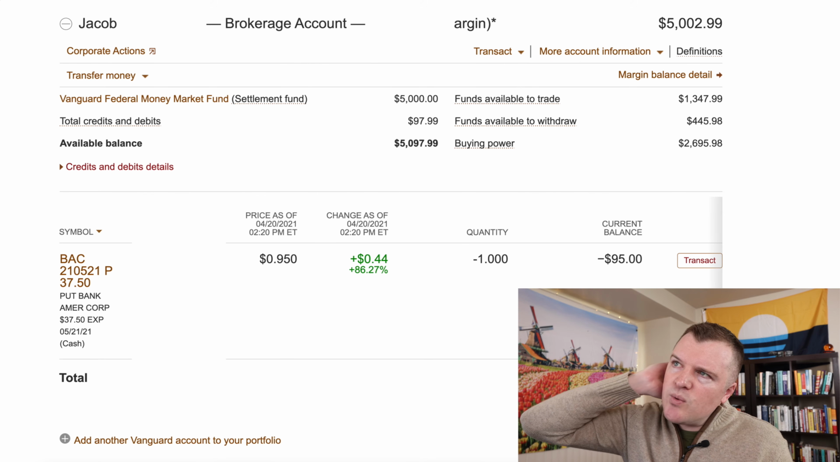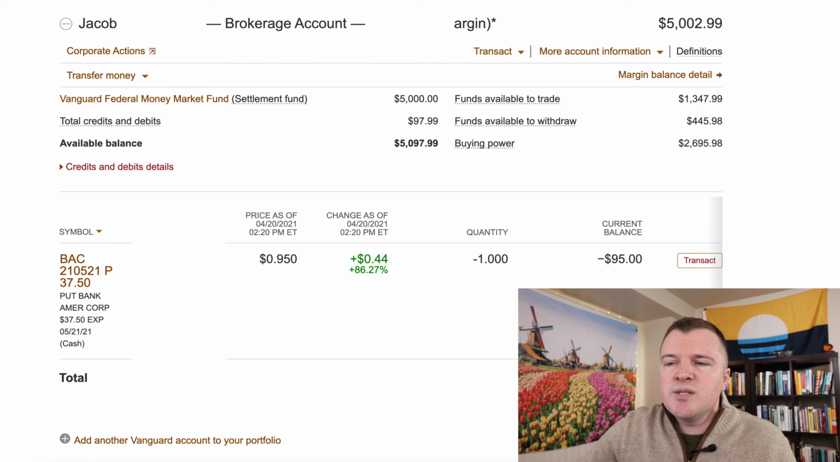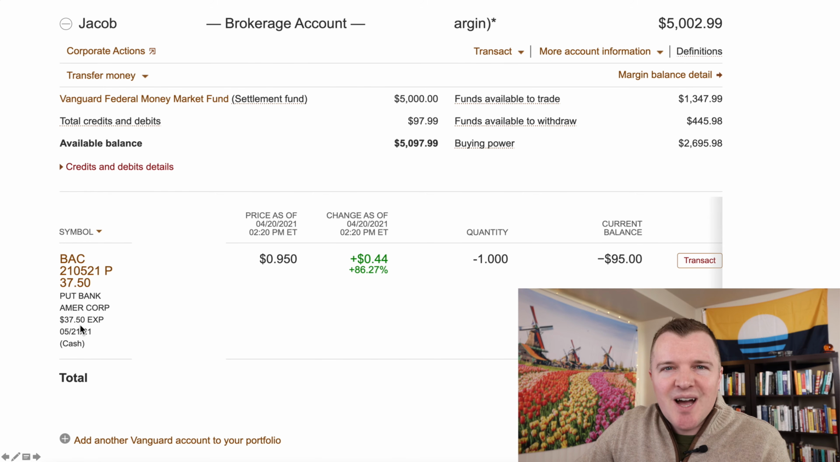So let's talk about what has happened in my account. I only had about $5,000 in my Vanguard account, and it now says funds available to trade $1,347. So what it's done is it's used how much I have to purchase the stock as collateral for the contract. So the strike price being $37.50 multiplied by 100, I've locked up $3,750 worth of collateral should I be assigned, should Bank of America stock go below $37.50 by May 21st, and I have to purchase this stock.